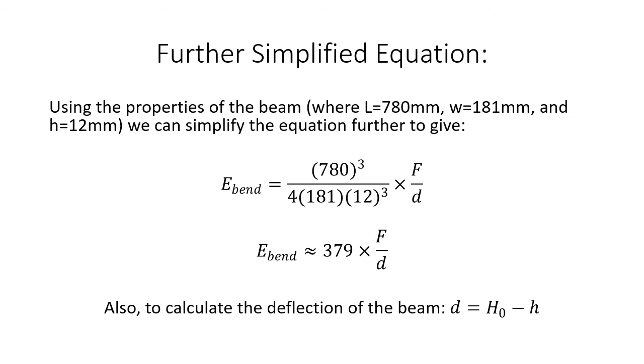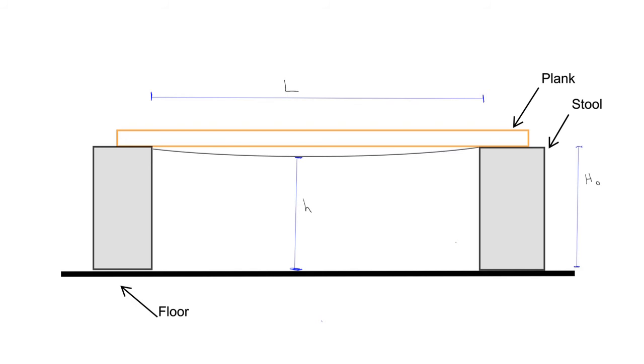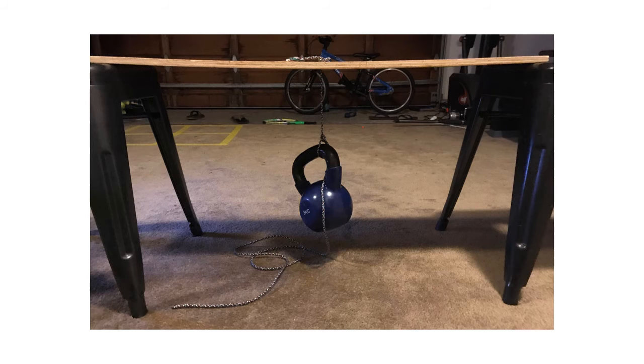However, the uncertainties in this experiment are quite large, so it is optimistic to use any more than 2 significant figures in our opinion. Also, to calculate the deflection of the beam, we use the equation D is equal to H0 minus H. And here is a very nice diagram to explain how we calculated D deflection, showing what H0 and H are. And here are pictures of us conducting the experiment.